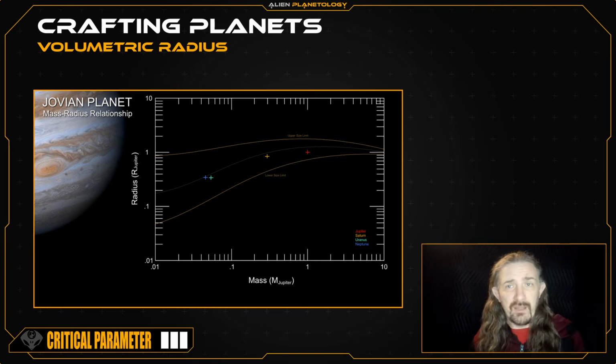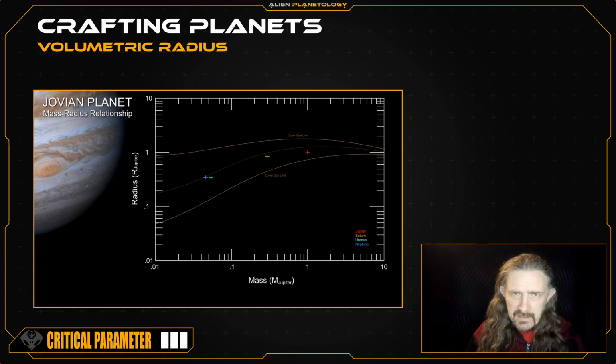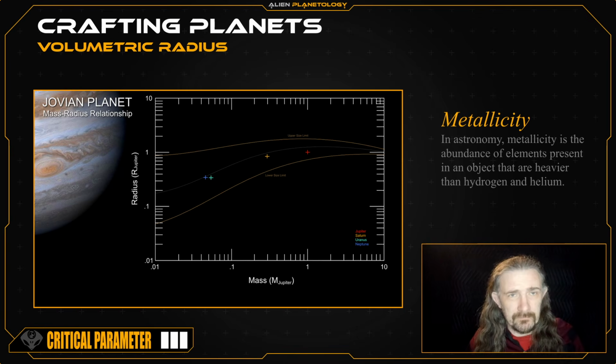The orange lines represent the upper and lower size limits for a given mass, and the gray line represents the median value. Most Jovian planets are going to fall on or near the median line, but there are two factors that can cause them to move above or below the line: composition and temperature. The composition of a Jovian planet is predominantly hydrogen and helium, but invariably some fraction of their mass will be elements heavier than this. Astrophysicists call this the planet's metallicity, because astrophysicists define metals differently than chemists do. The higher a Jovian planet's metallicity is, the smaller the planet will be.